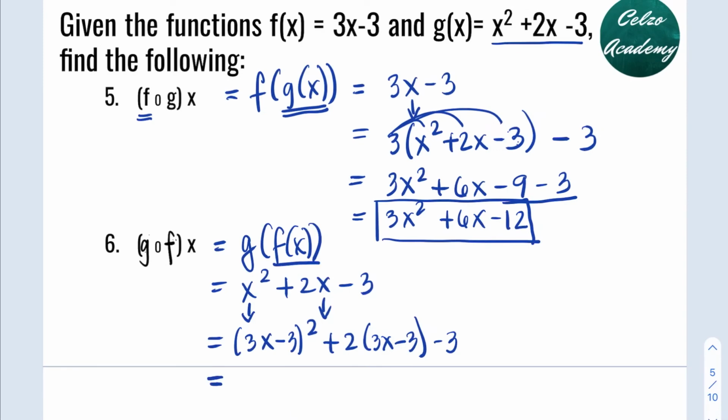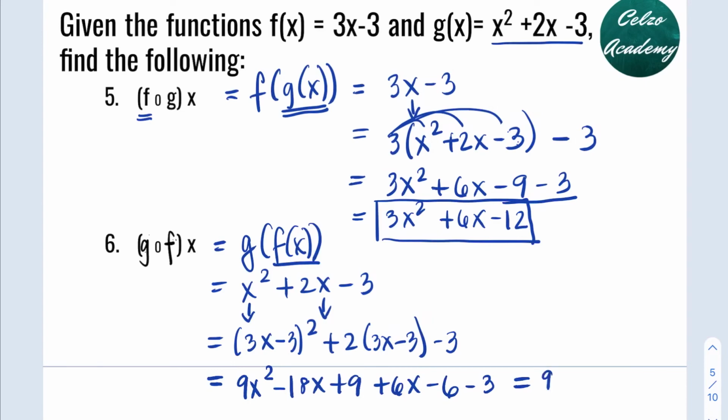Simplifying this further, we need to square 3x minus 3. Square the first term 3x, that's 9x squared. Multiply 3x and negative 3 and then double. We have negative 18x. Square the second term negative 3, that's plus 9. Now we need to distribute the 2. 2 times 3x is 6x. 2 times negative 3, we have negative 6. And then write down minus 3.